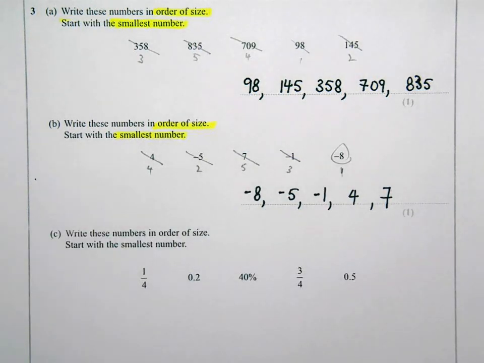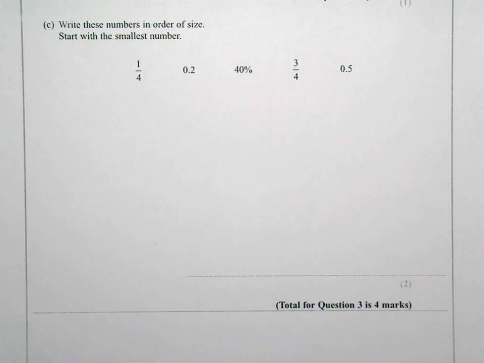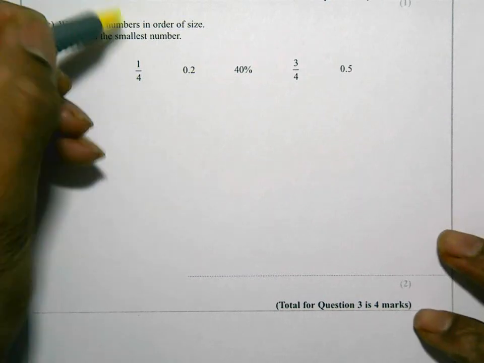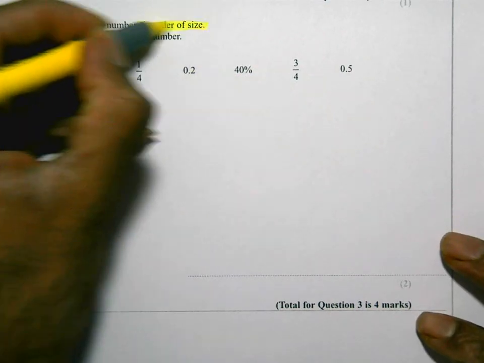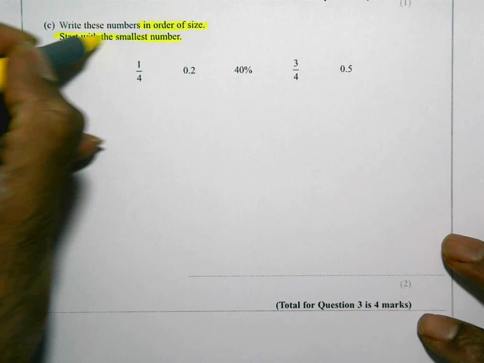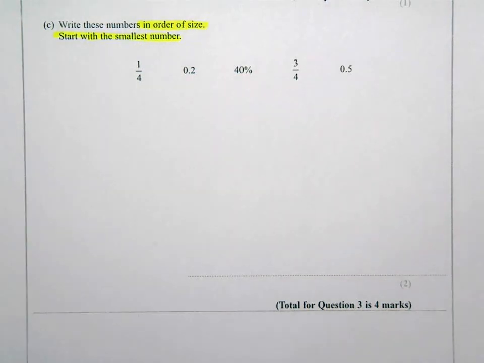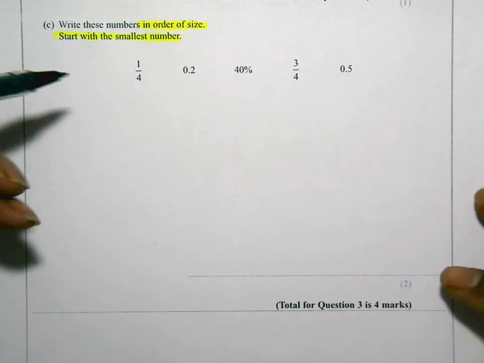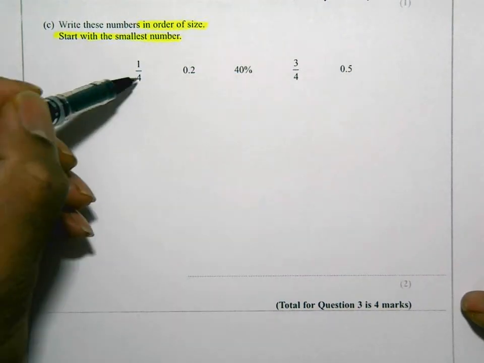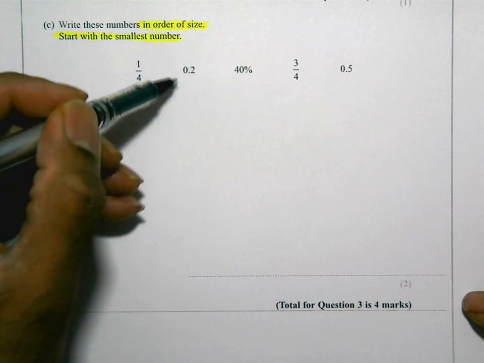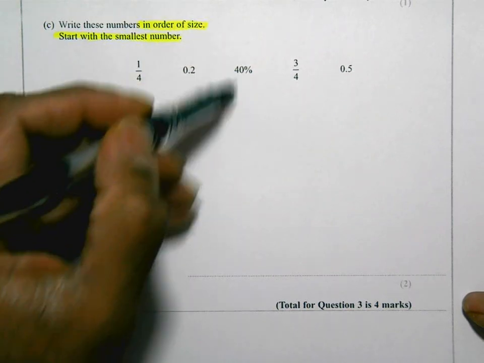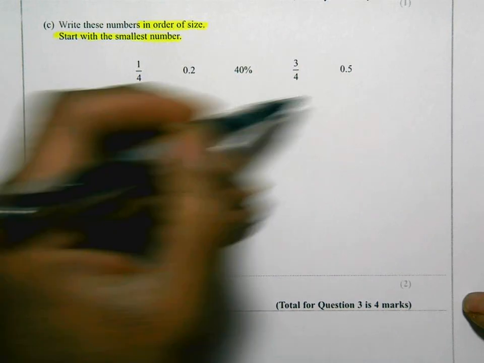I'm going to move up to looking at part C. Okay, so looking at part C, let's look at the question. Write these numbers in order of size, exactly the same as before. Start with the smallest number. So they've given me a lot more room here, so they expect me to do a bit of workings out. And I am actually going to take that opportunity, because looking at these, I can see I have fractions, a quarter, decimals, 0.2, percentages, 40%, 3/4, and 0.5.